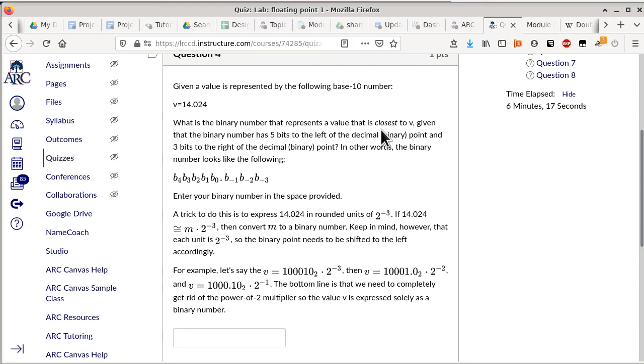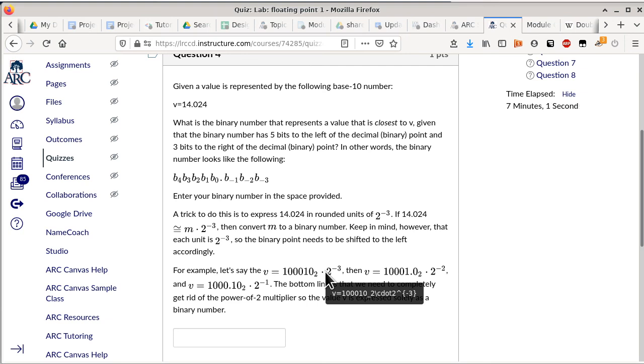The rest of this question is really just a suggestion of how to figure it out. So you can ignore the rest if you think, okay, I got my own way to find the answer. But if you want to find out how to do it in this particular way, then you can read the rest to find out one way of doing it. Because what this question is also really asking is, if 1/8 is the unit, how many 1/8ths do I need to represent 14.024 in base 10? It's asking the same thing.